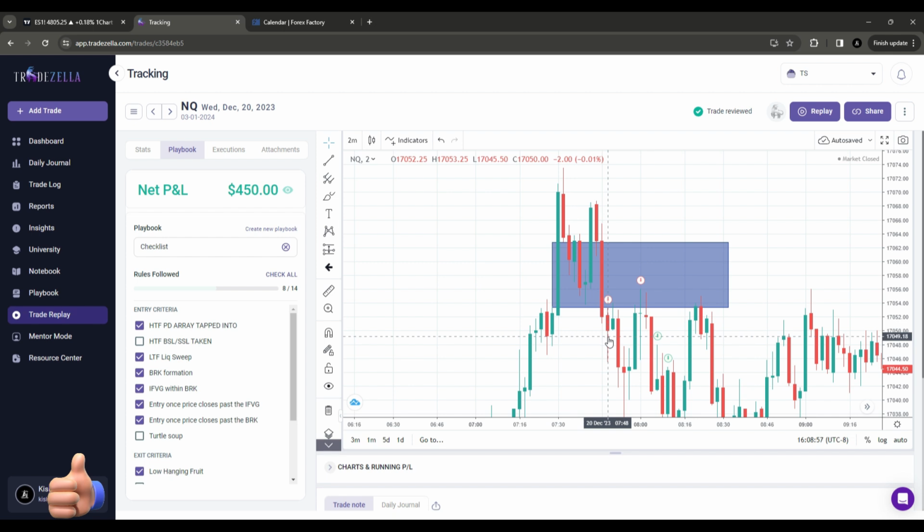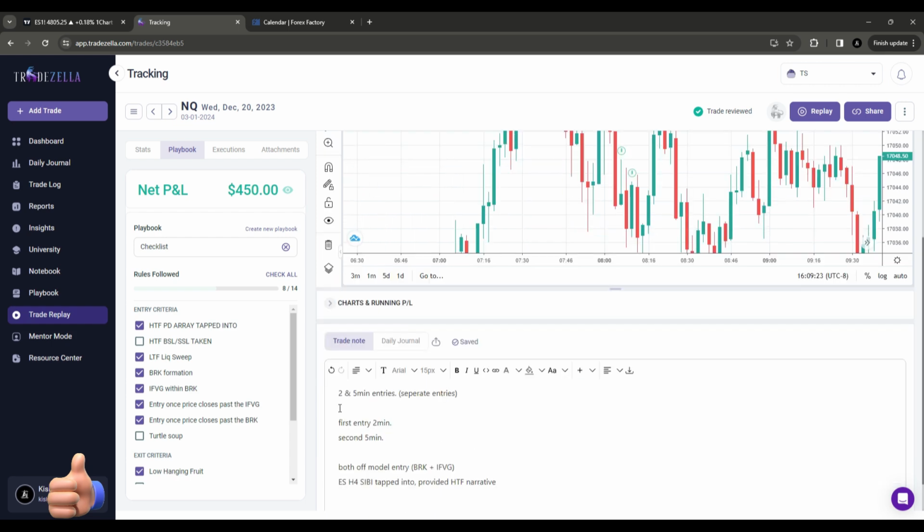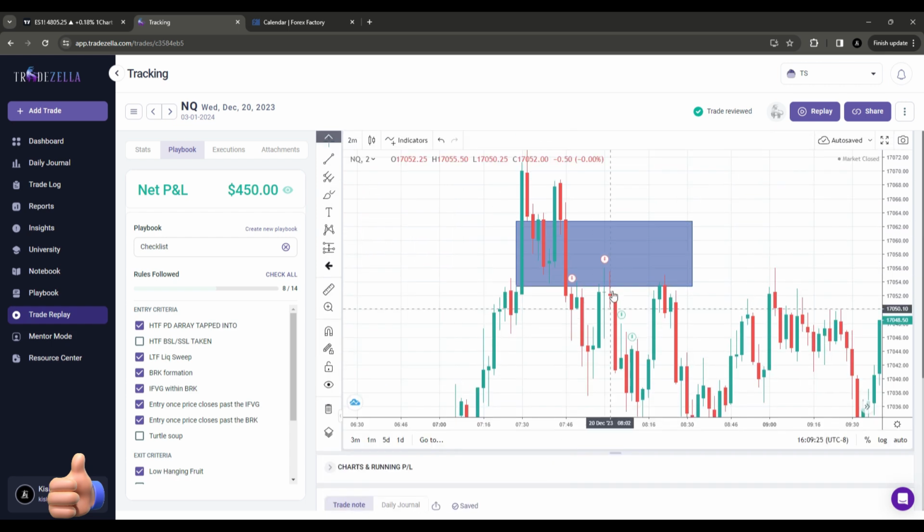So we were a little bit late to our entry. Our entry should have been there at the close below the fair value gap. We were a little bit late. Price runs lower, draws back into it, and then displaces lower. 2 and 5-minute entries. So the first entry was on the 2-minute.